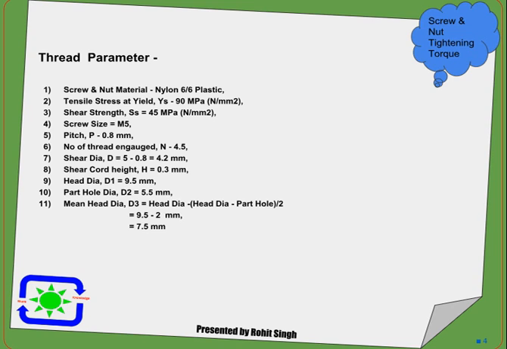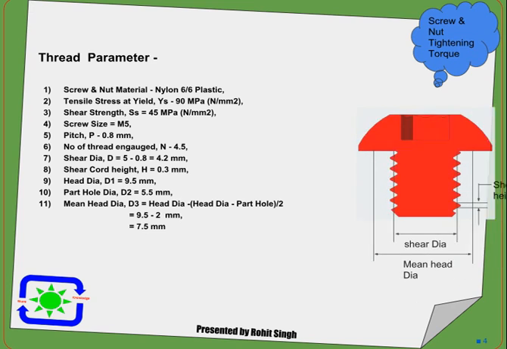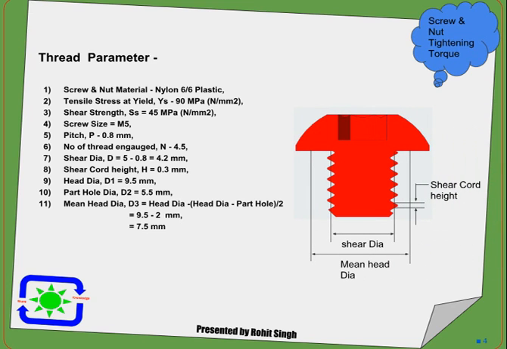Shear diameter is nothing but screw size minus pitch. Generally this diameter is considered where shear is going to start in the thread. Shear chord height means, at the same shear diameter, what is the height of the thread chord. In the picture you can see the shear diameter and shear chord height shown here.